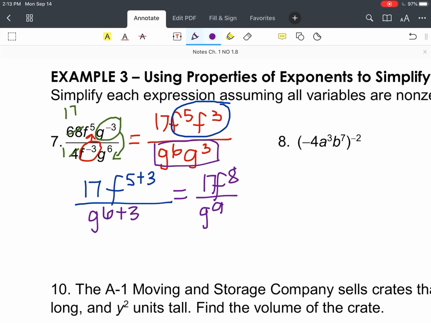Now I have no variables that show up more than once. I have f all combined, my g all combined. Everything is positive with my exponents 8 and 9, and I have no parentheses. So now I know I'm done.